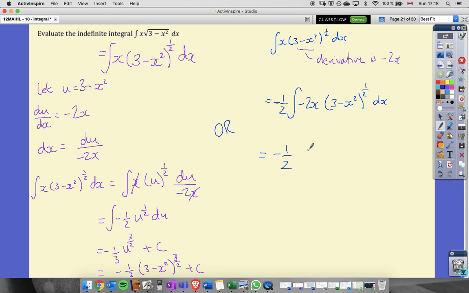So increase the power by 1. Divide by the new power. Dividing by 3 over 2 is the same as multiplying by 2/3. Okay, and I'm going to do negative a half times 2/3, which is negative a third.